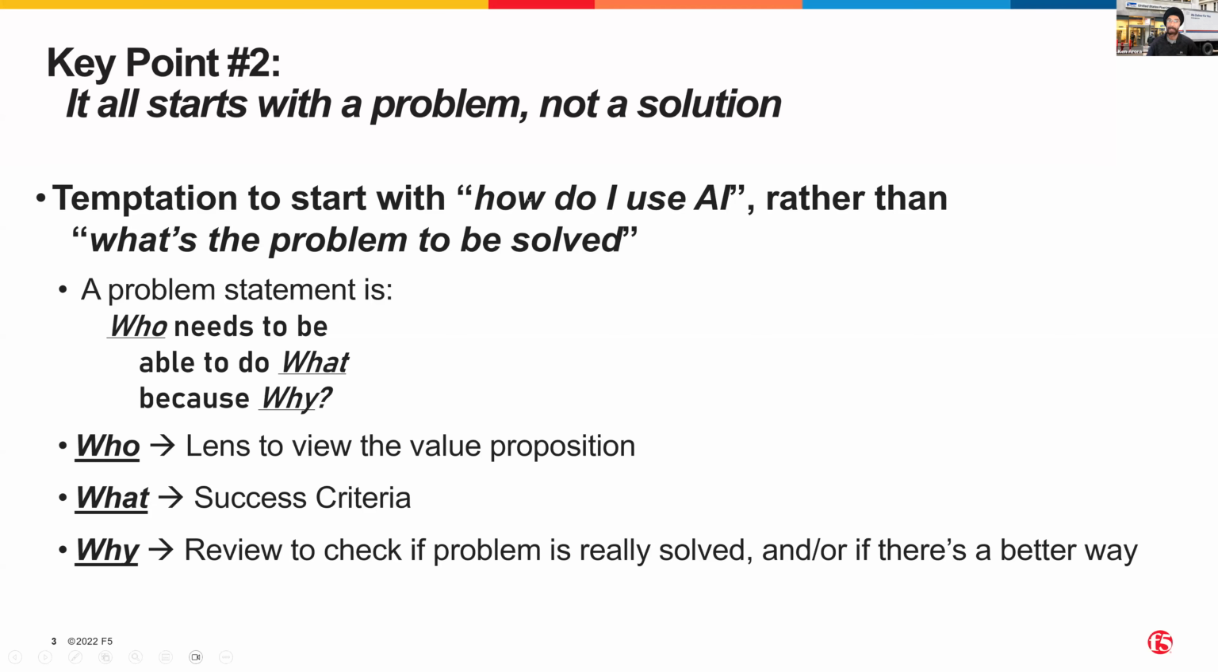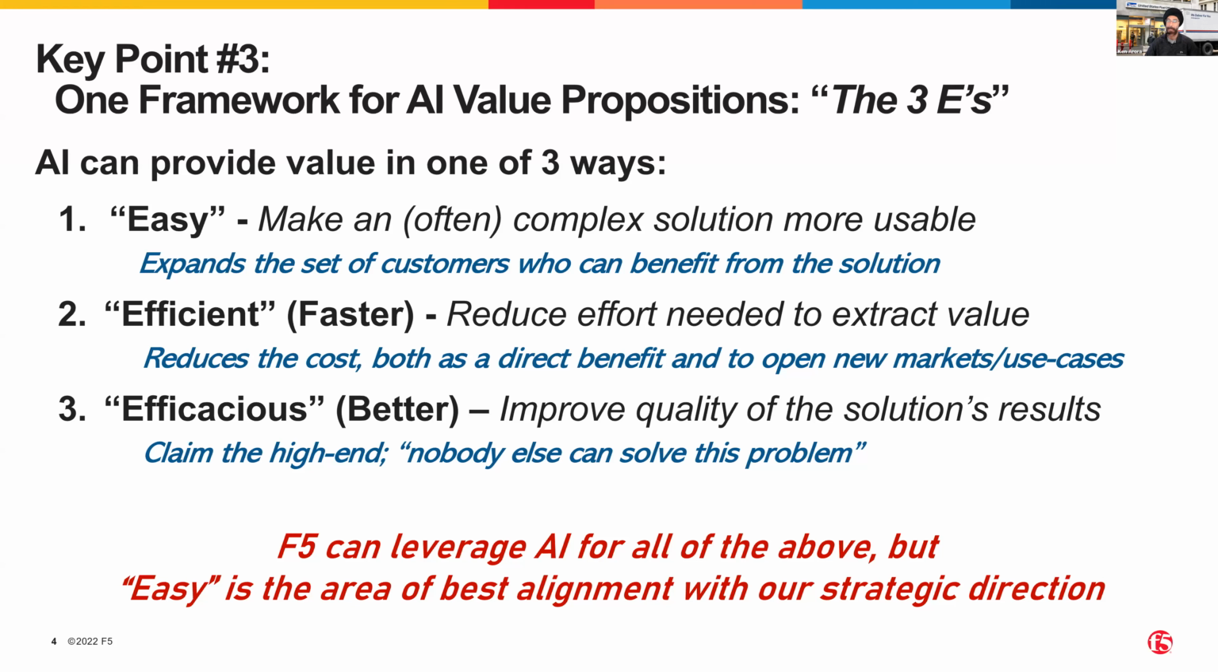All right, I had the three W's in the last one. Now I have the three E's. What is the AI value proposition? Number one, AI can make something easy, right? You see this in the use of generative AI, where I want to learn about a subject and it makes it very easy to do. I just type in a natural language English query and it comes up with an answer.